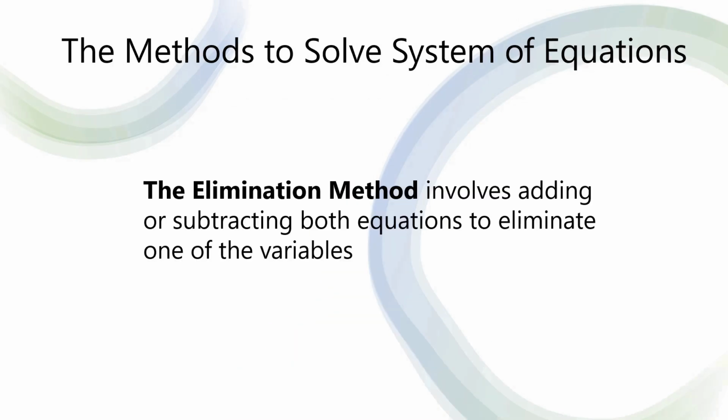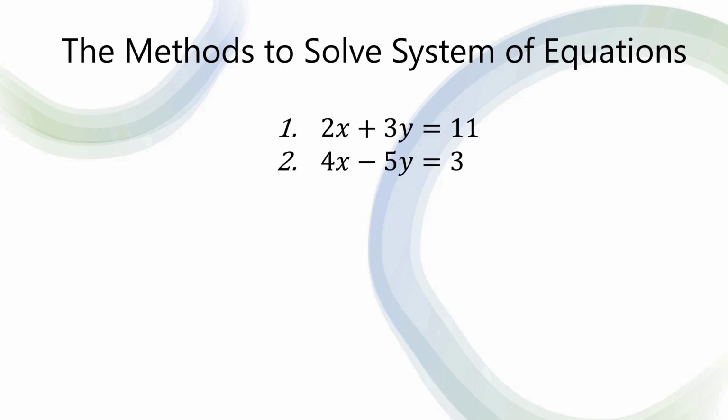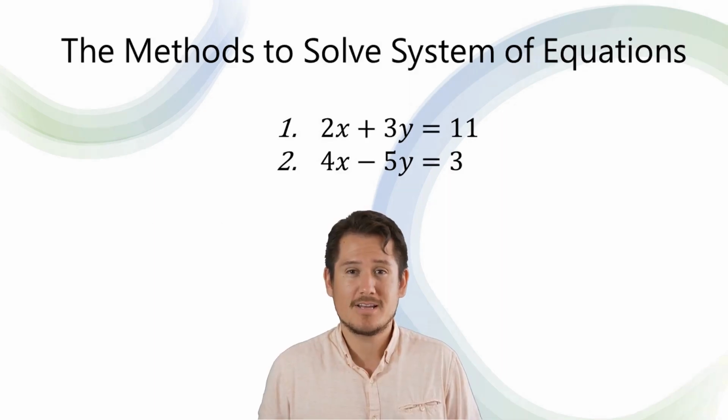Example: consider the system of equations. Equation 1. 2x plus 3y equals 11. Equation 2. 4x minus 5y equals 3. Step 1. To begin solving the system, we aim to eliminate one of the variables. In this case, we'll eliminate the variable y.